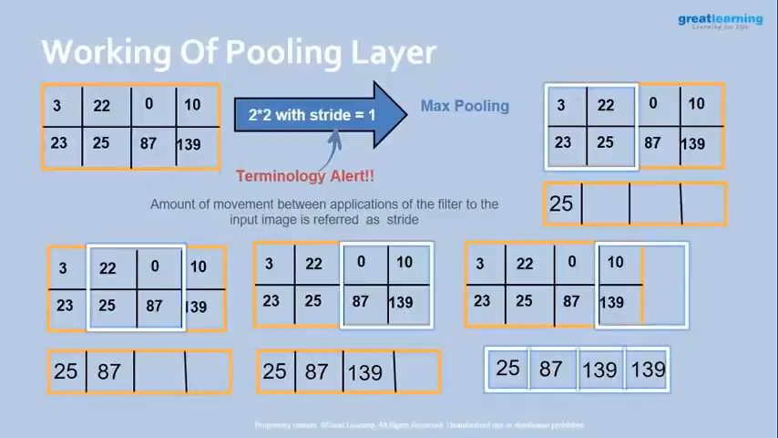Supriya asked, can you give one example of a pooling layer? I already gave the example. First we have the array of 3, 22, 0, 10, 23, 25, 87 and 139. After the pooling layer I have an array of 25, 87, 139, 139. Okay.